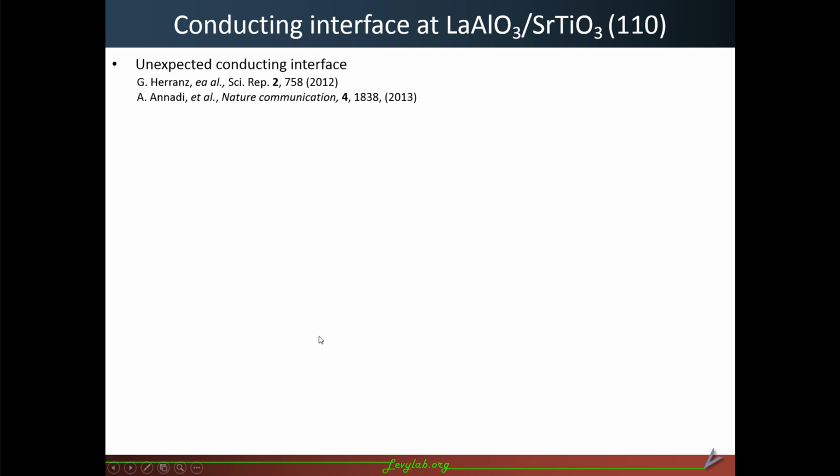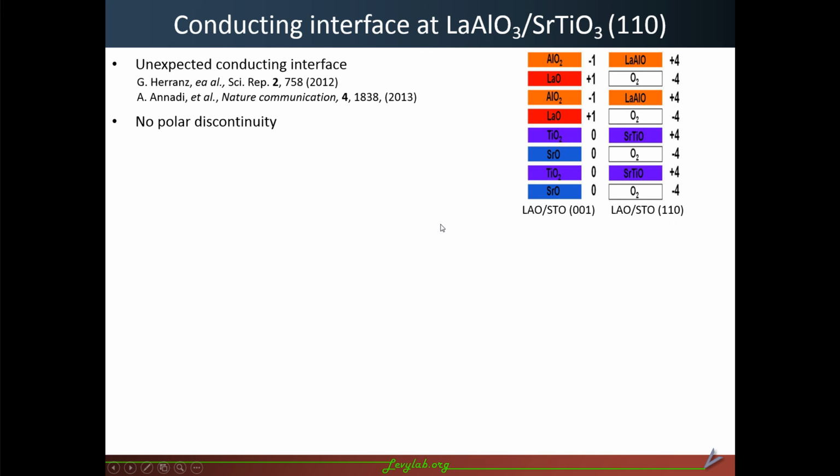So recently, an unexpected conducting interface has been reported in the 110-oriented LaAlO3/SrTiO3 interface. It is unexpected because there is no polar discontinuity across the 110-oriented interface, as we can see from this figure. For both sides of LaAlO3/SrTiO3 in 110-oriented samples, one layer is +4 charged and the other layer is -4 charged. So there is no polar discontinuity across the interface.